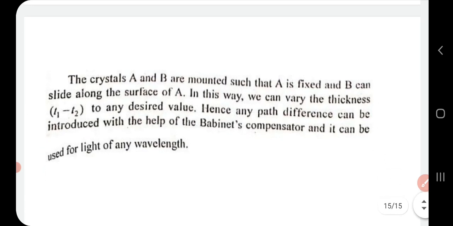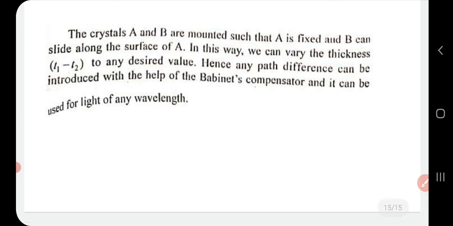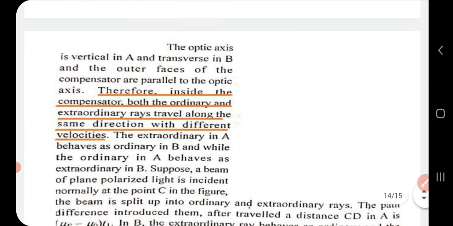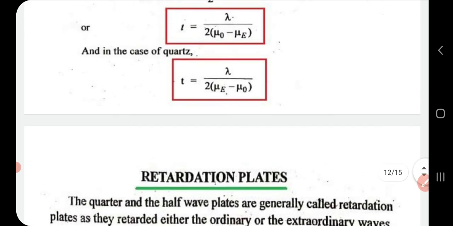Now the crystals A and B are kept in such a way that A is fixed, whereas B can be slid along the surface of A. By doing this, we can vary the thickness T1 minus T2 to any value that we like. Hence, any path difference can be introduced with the help of this compensator, and it can be used for light of any wavelength.